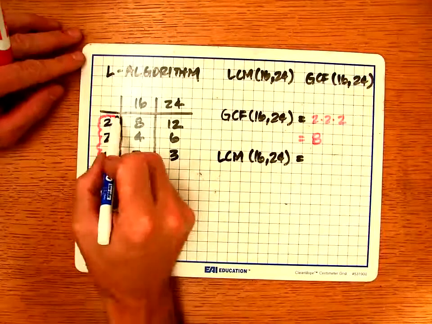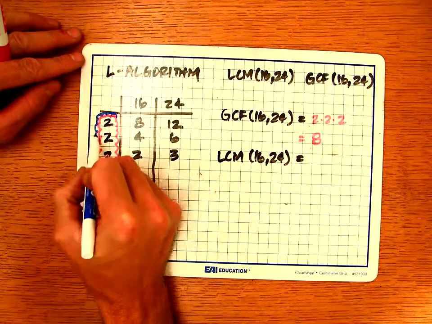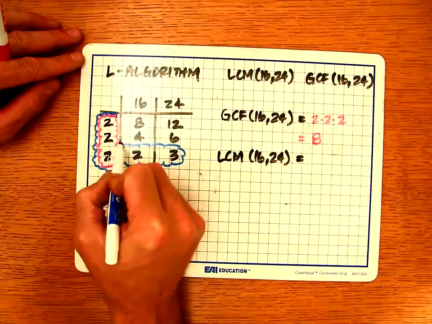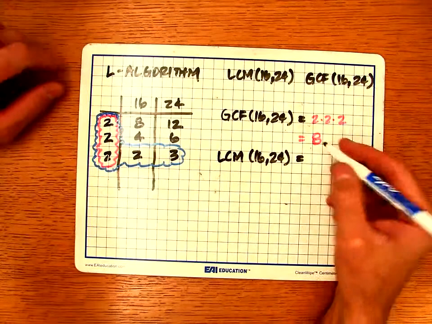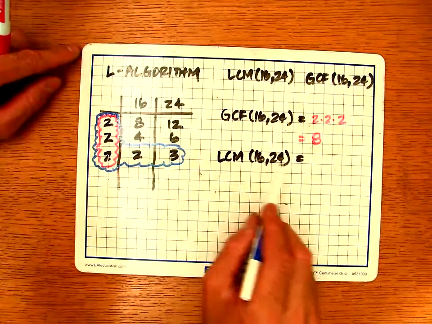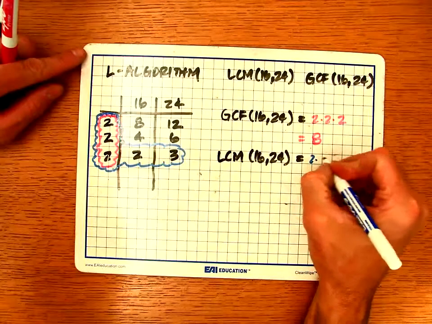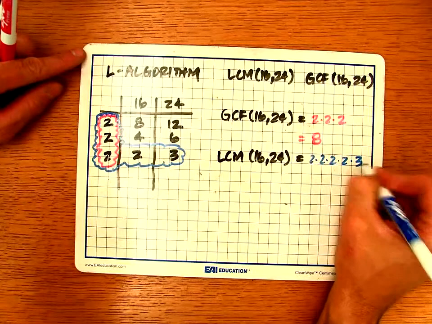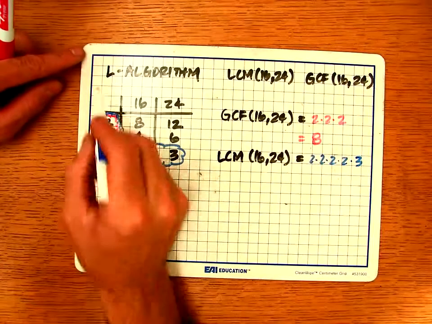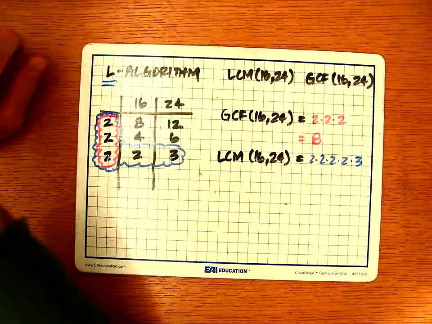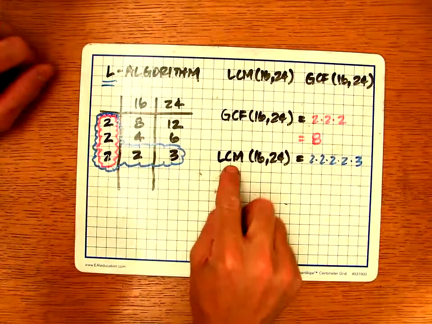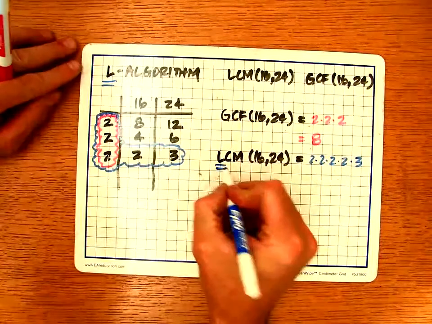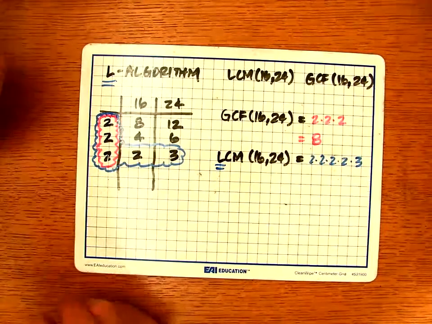If you said that the least common multiple of 16 and 24 could be found by taking the greatest common factor and adding into it these extra pieces, then you were correct. It turns out that indeed the least common multiple of 16 and 24 is 2 times 2 times 2, these 3 pieces, times 2 times 3, these 2 extra pieces. And now you can see why this is called the L algorithm, because in the end what you're looking at is an L to find the LCM. So kind of a nice connection. The L algorithm gives you an L in the LCM.